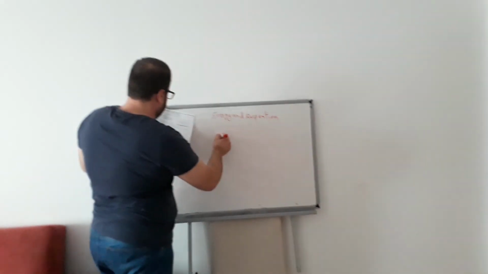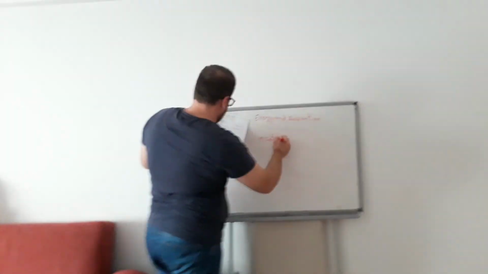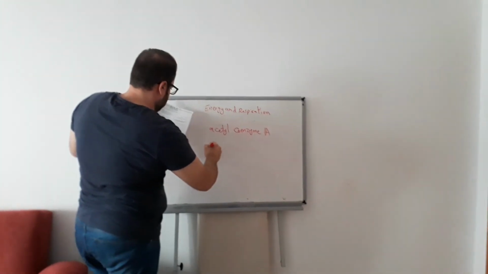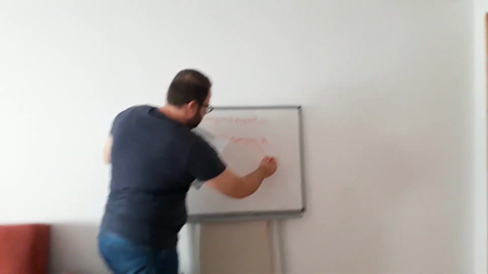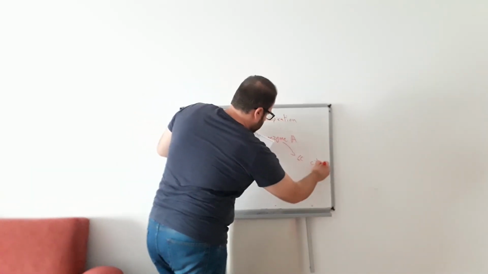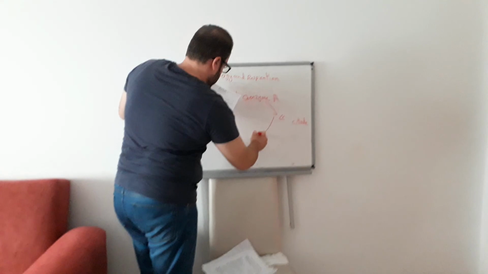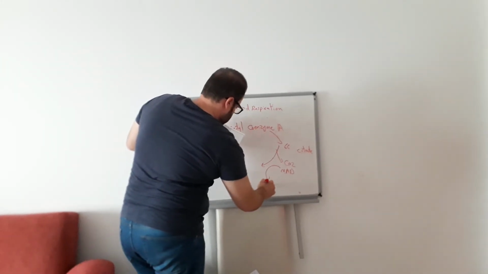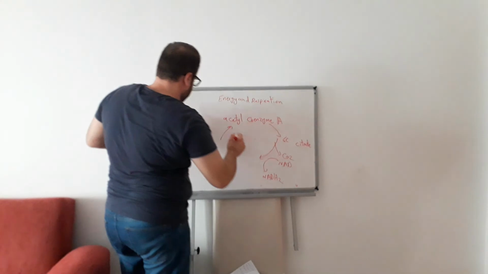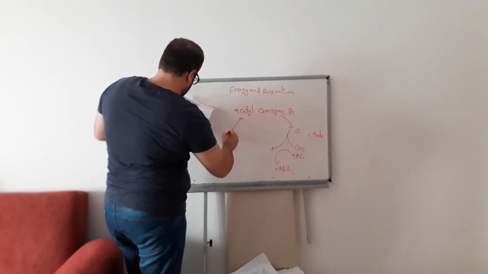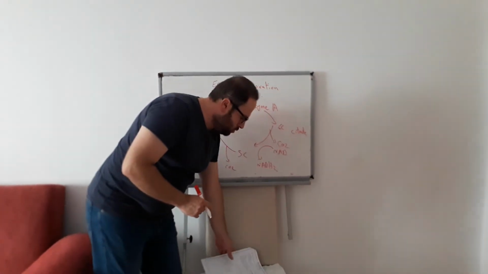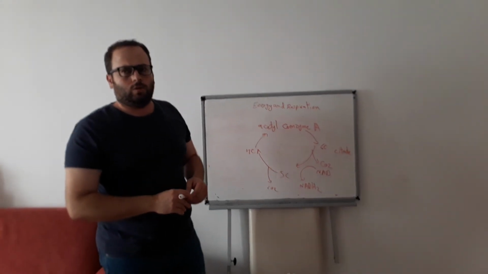This is in the Krebs cycle: acetyl coenzyme A, six-carbon citrate, CO2, NADH2, five-carbon, four-carbon, CO2 and ATP.